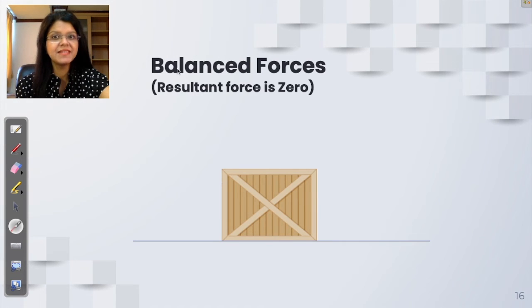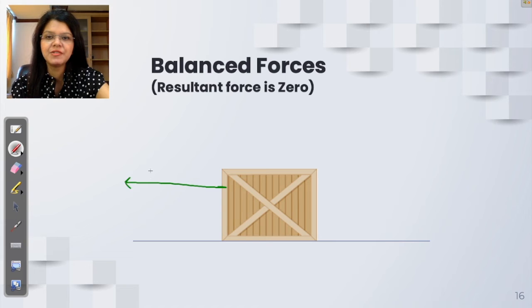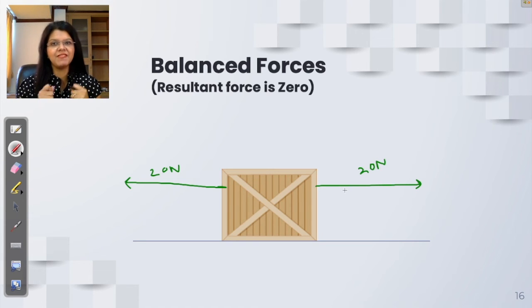Now the next thing to understand is balanced forces. What is balanced forces? When the resultant force is 0. Simple. Say that this is a box. Let's take 2 people pulling the box, right? One person is pulling the box from this side with a force of 20 newtons. Another person is pulling on the other side with a force of 20 newtons. Both the people pulling on the box have the same strength, they are applying the same force. Will the box move? The box will not move because equal forces are acting in the opposite direction.